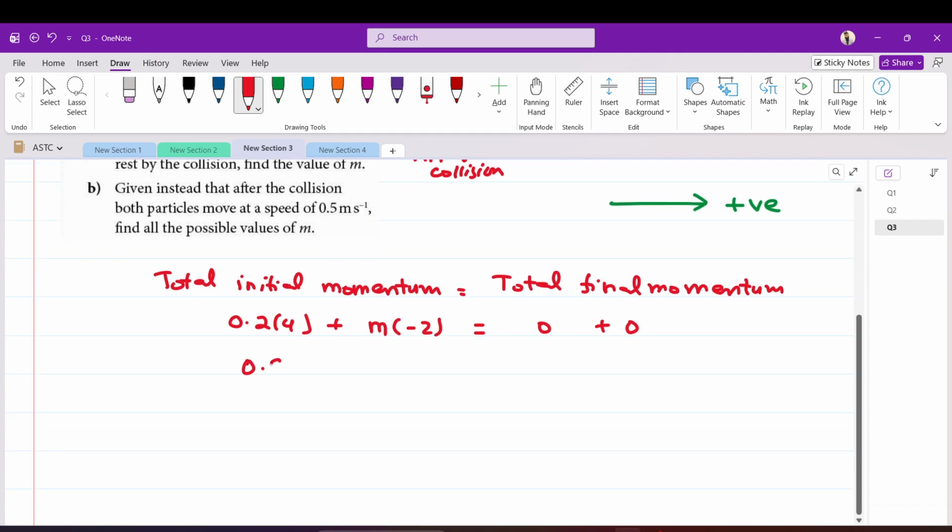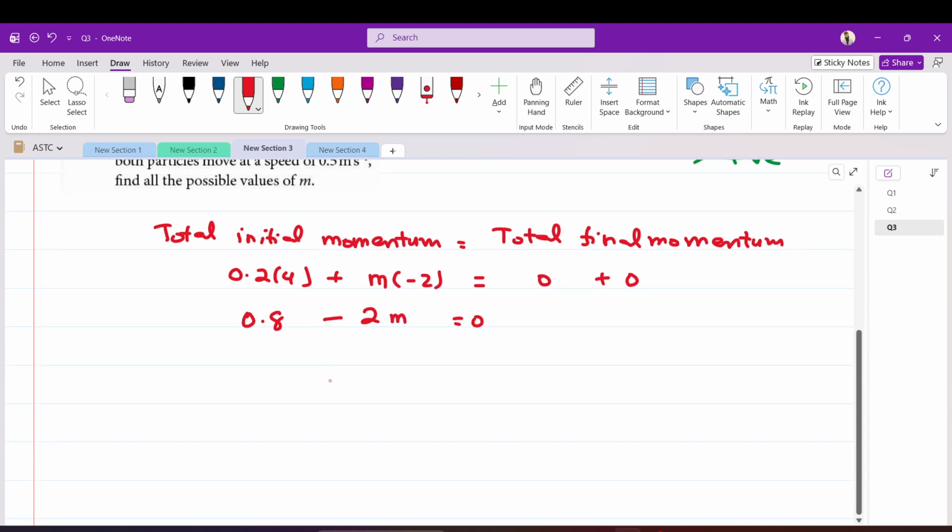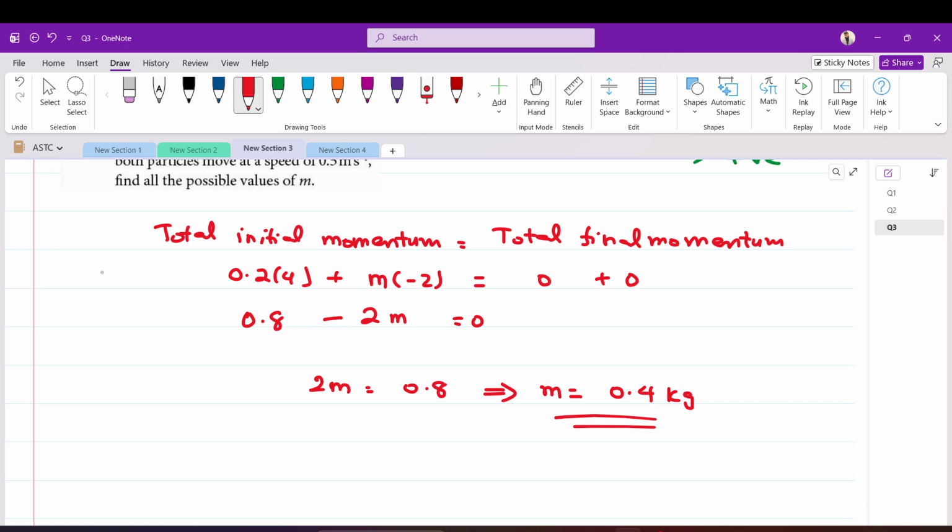So here we have 0.8 minus 2m equals 0. So 2m is equal to 0.8. Therefore, m is equal to 0.4 kg. All right. So that was part A. Let's move to part B now.